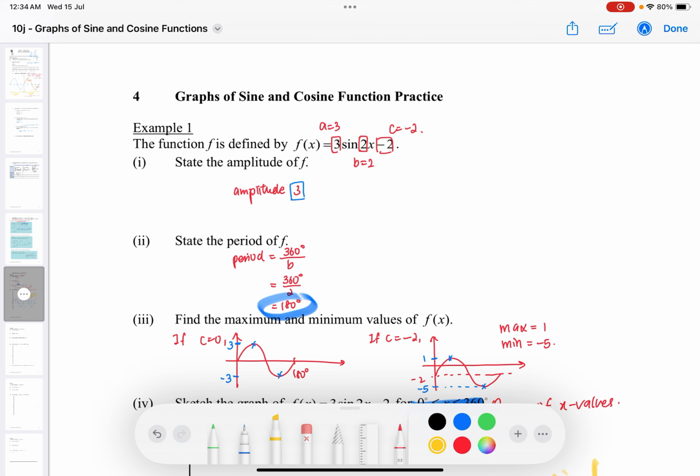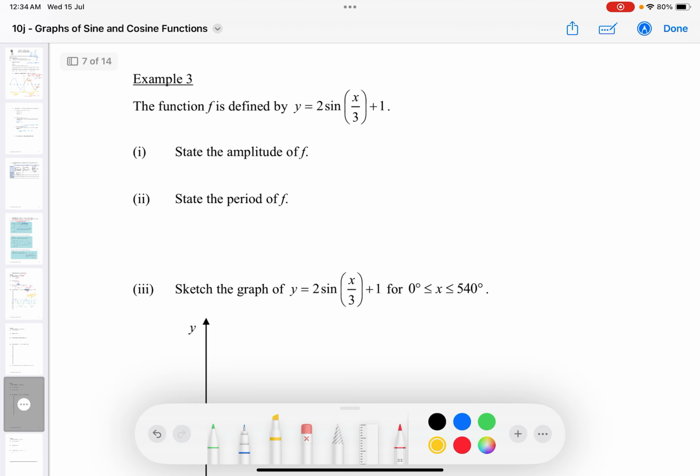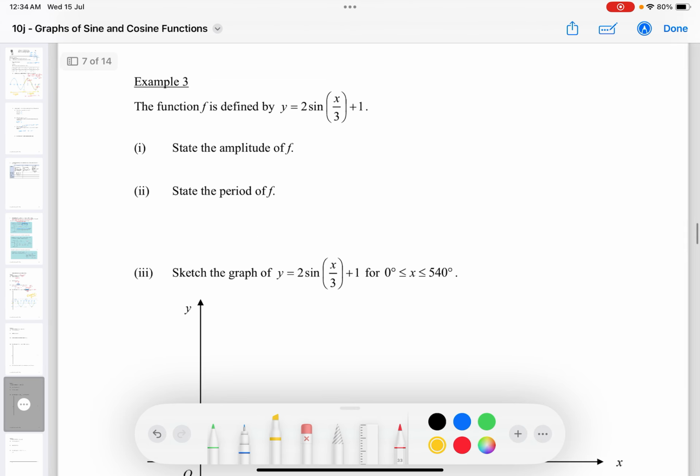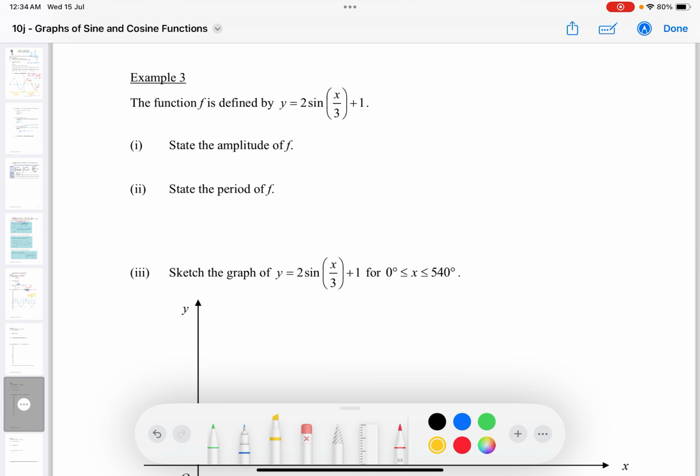So now you can go and try example 2 on your own. Example 2 is very similar to example 1, slightly easier. And we're going to jump to example 3. Example 3 is slightly different. So now let's go to example 3.